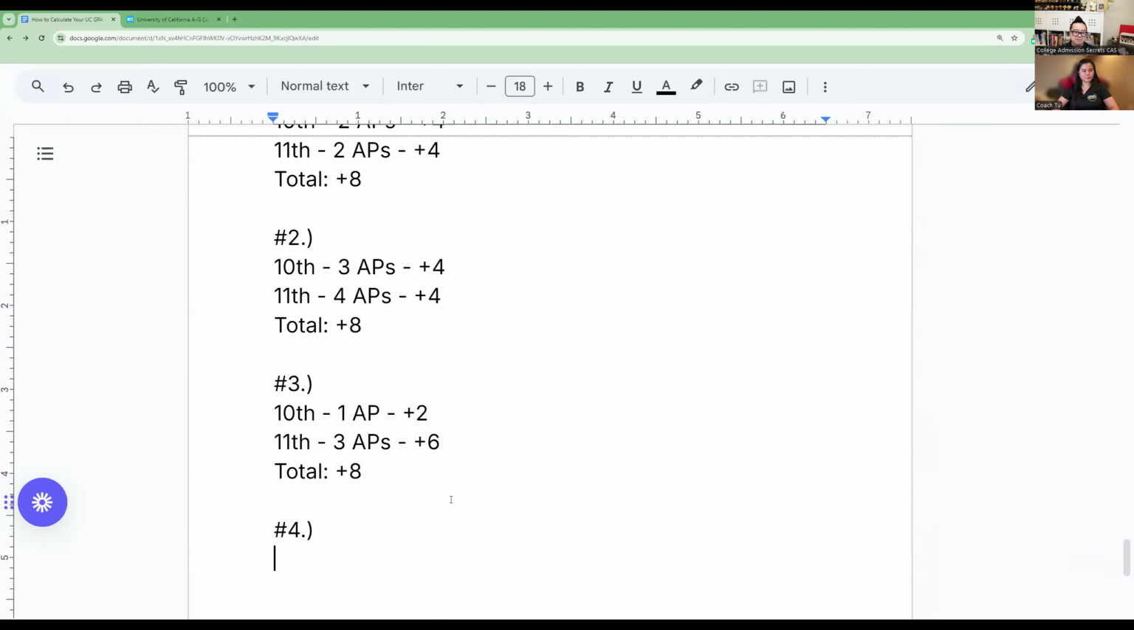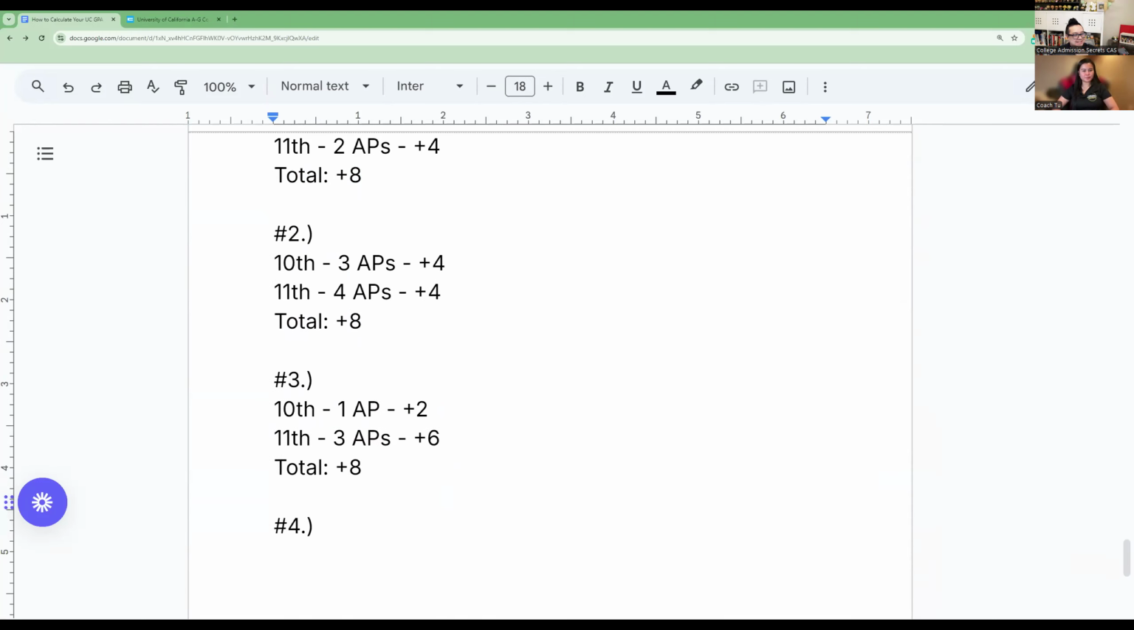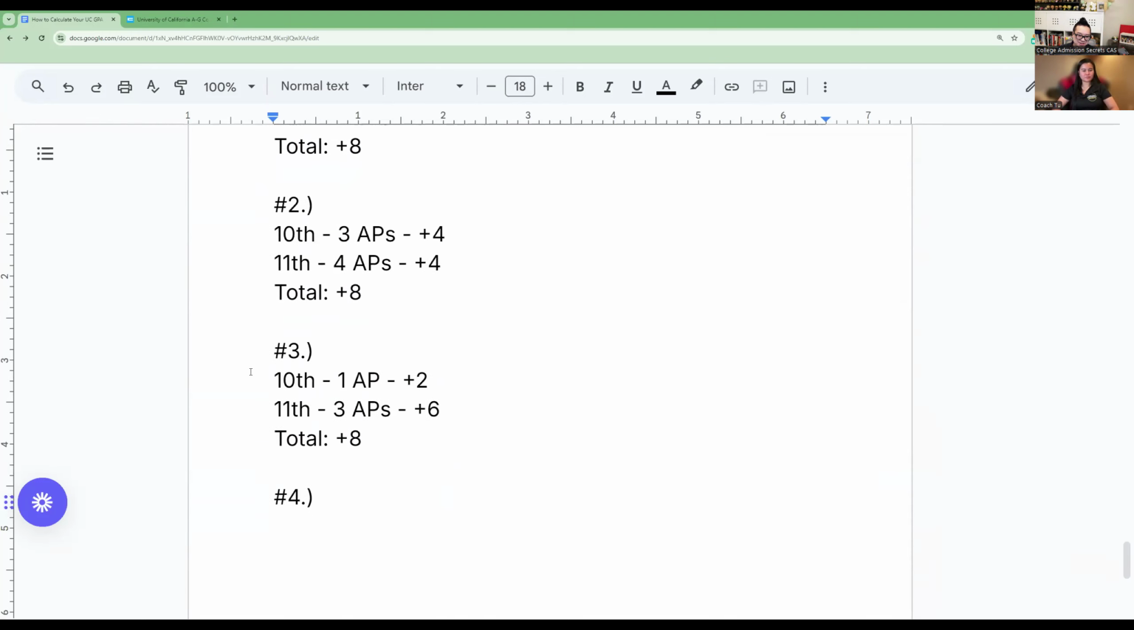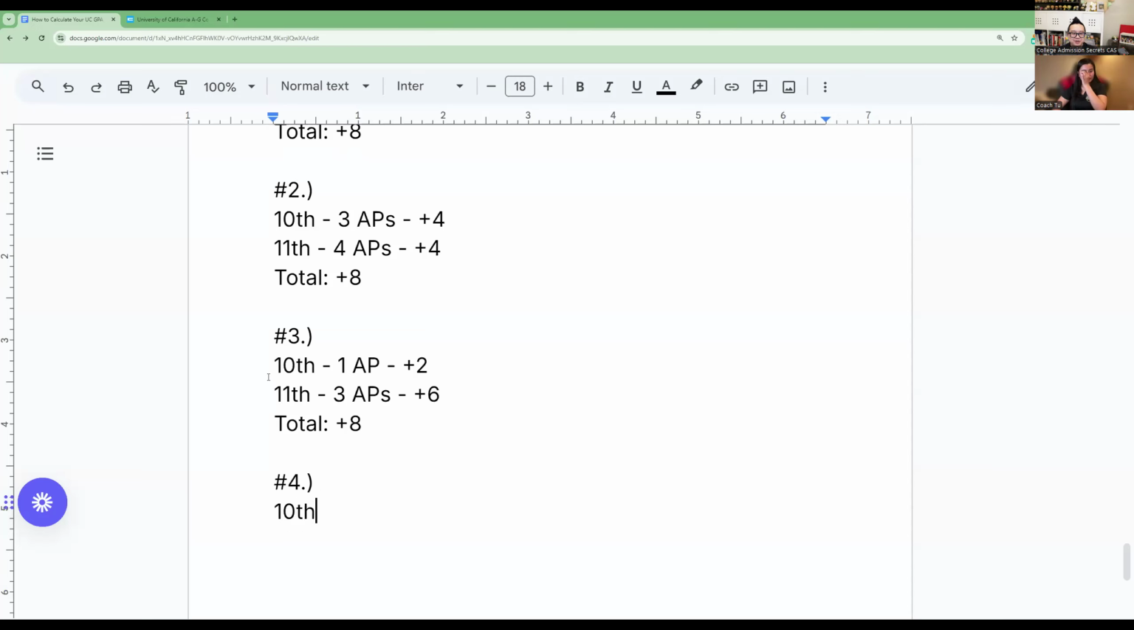Next one, number 4. This would be a tricky one. You guys ready? All right, tricky one as well. In 10th grade, this person took 3 AP classes. 3 APs in 10th grade. In 11th grade, they took no APs. Ooh.